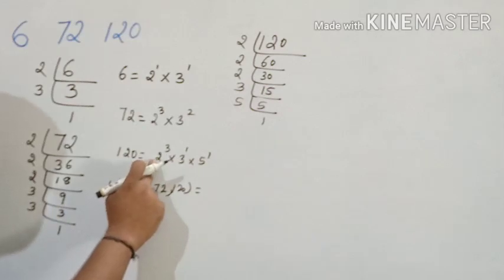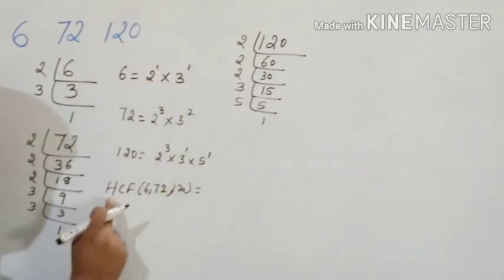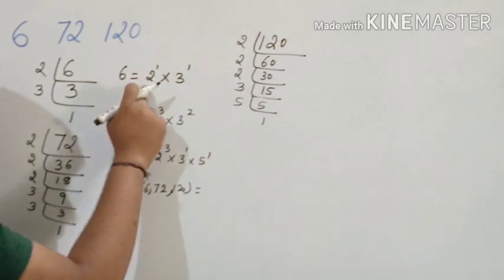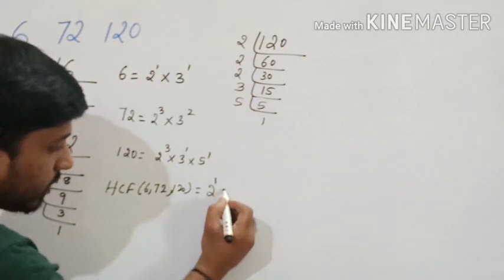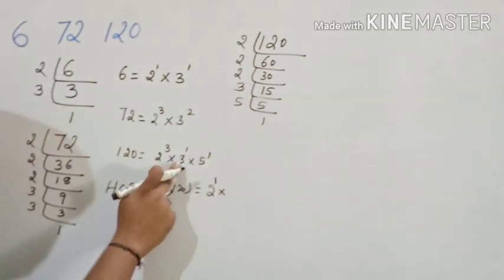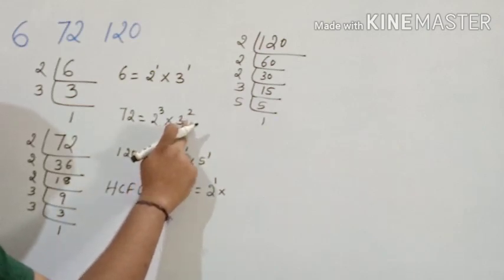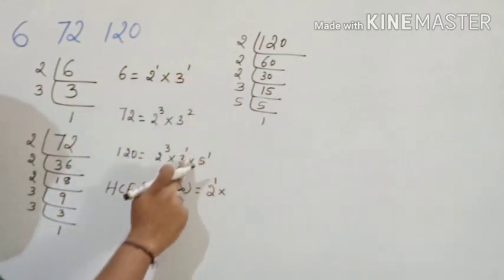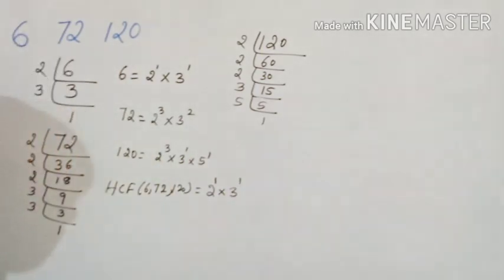So the highest power is 2 cube, the lowest power is 2 to the power of 1. So for finding HCF, I will be considering the number with the lowest power. So 2 to the power of 1 into, again let me take 3. So here 3 is common. So 3 to the power of 1, 3 square and 3 to the power of 1. Again I will be taking the least power, that is 3 to the power of 1.